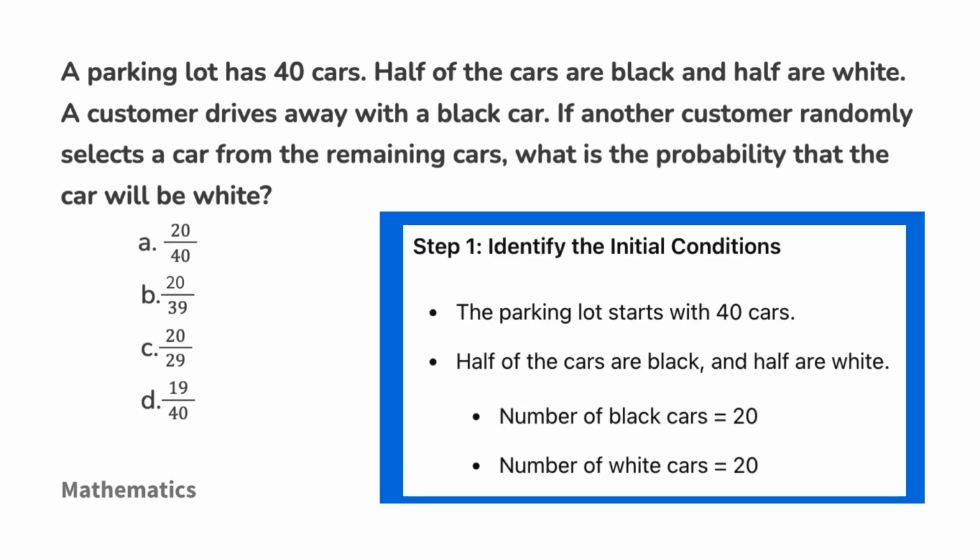Alrighty, let's talk. To solve this, we first want to identify the initial conditions. We know that the parking lot starts with 40 cars. We know that half of the cars are black and half of the cars are white. We also know that the number of black cars is 20, and the number of white cars is 20.